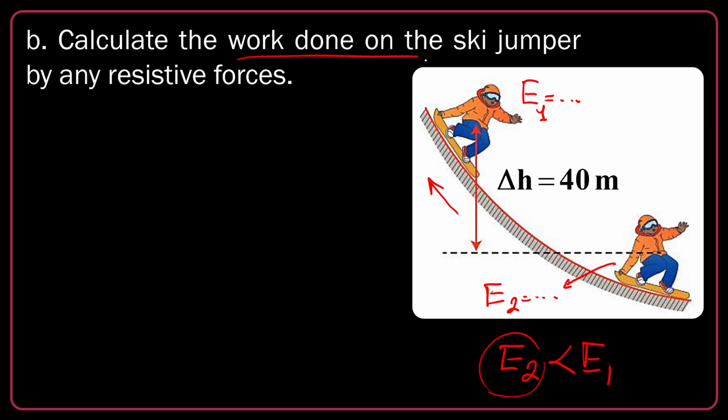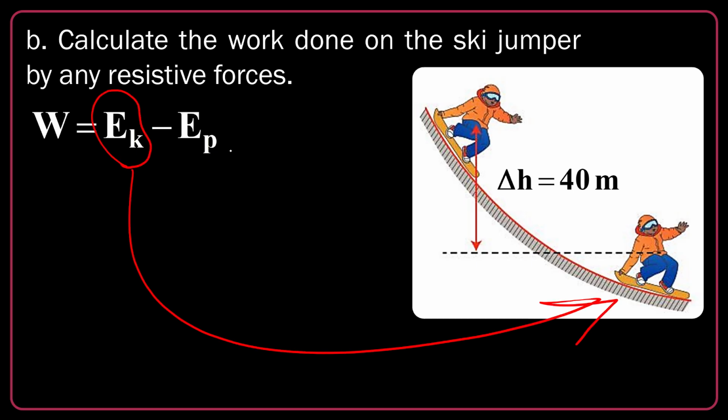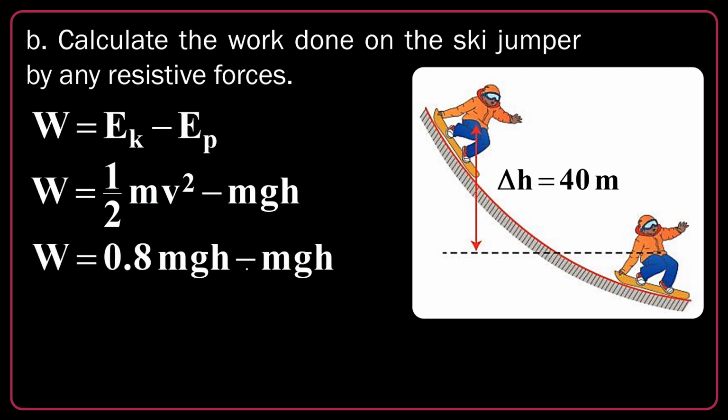So let's find it in this way. Final mechanical energy, which is in the form of kinetic energy here, minus initial mechanical energy at the beginning. If this difference is 0, there is no frictional force. But if we find something, we have some work done by the resistive forces. Let's do it: half of mv squared minus mgh. Use SI units only. So it's going to be 0.8 mgh.